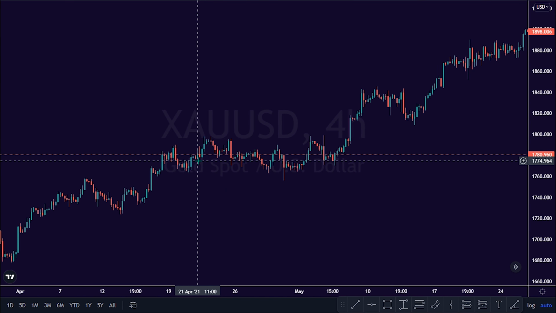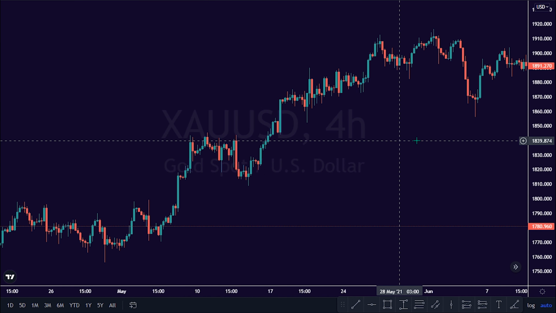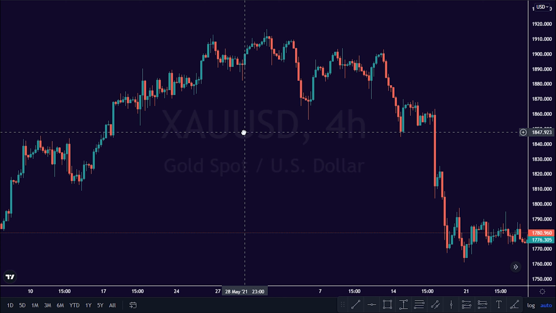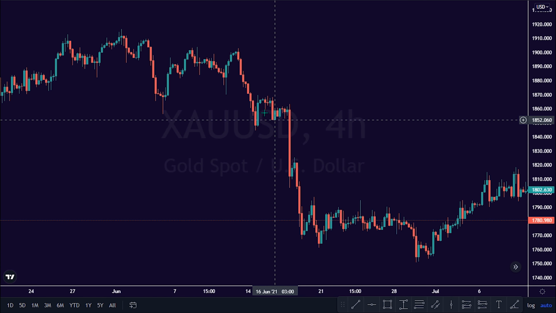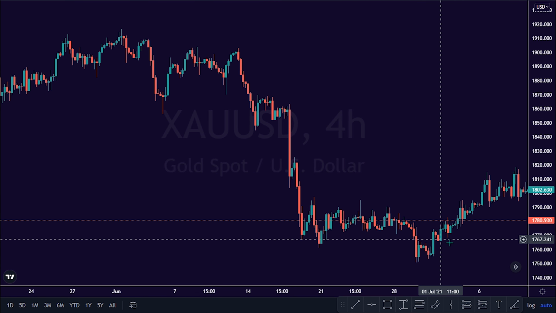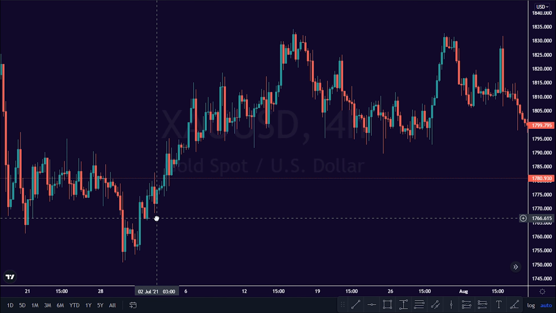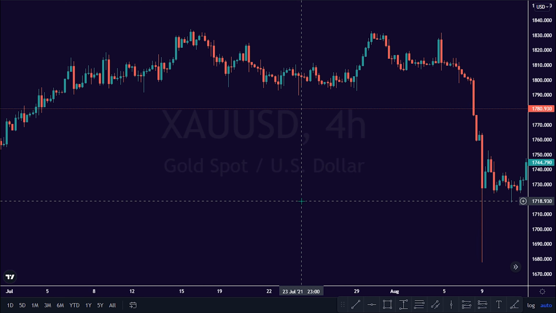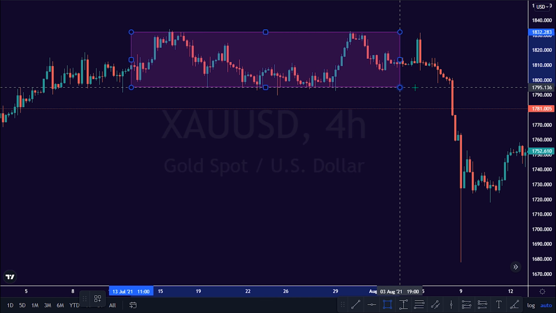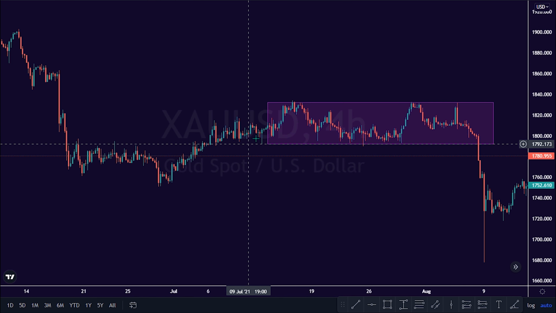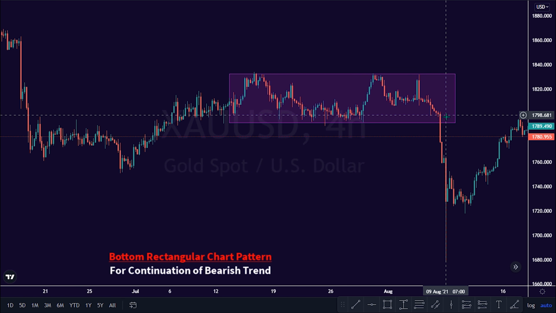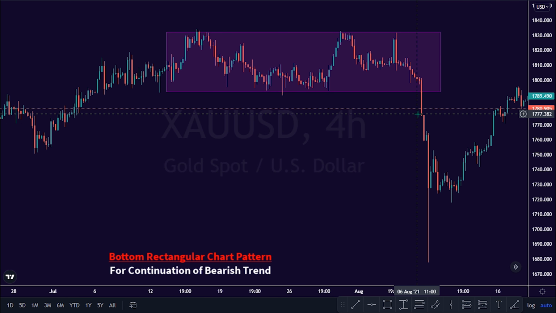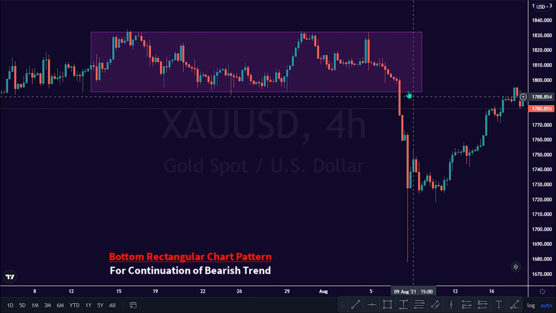This is how to professionally approach the top rectangular chart pattern for the reversal of a bullish trend into a bearish trend. Now let's see how we can use the rectangular chart pattern for the continuation of a bearish trend. Take note, in a bearish trend, it's not necessary that there should be a retest of the broken support of the rectangular chart pattern because the pattern is breaking out in the direction of the current dominant trend of the market. But in a situation whereby the bearish breakout candlestick has moved too fast, it's better to wait for price retracement.